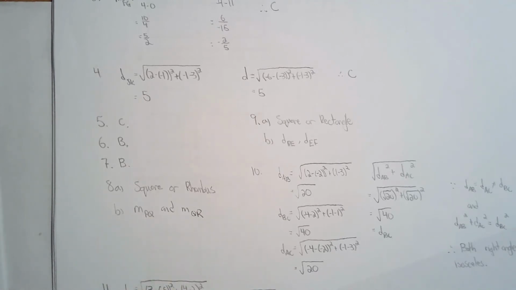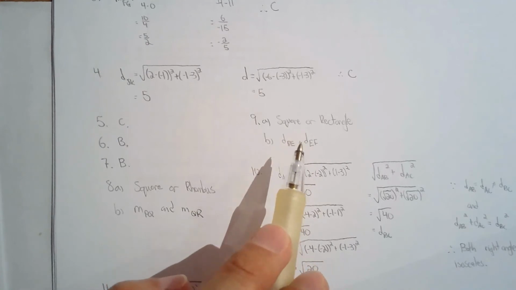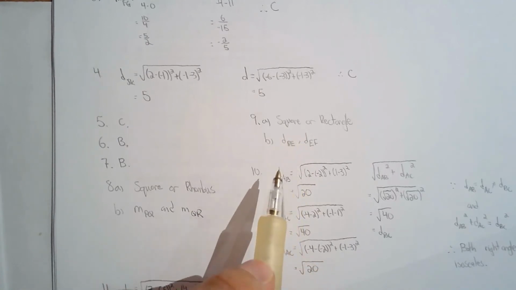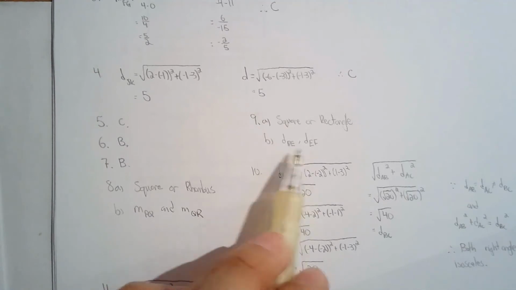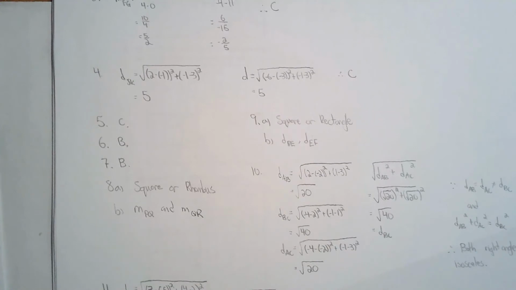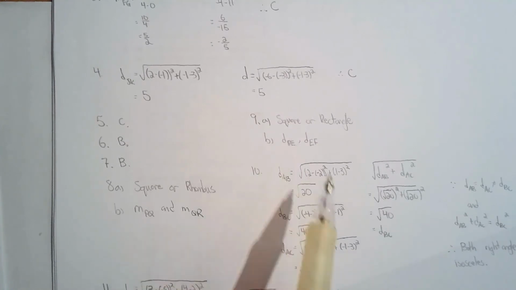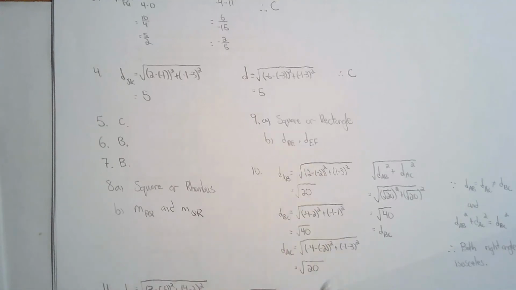Okay, let's see, number 9. I'm told the slopes, so I'm definitely having a square, right? Because adjacent sides are perpendicular. I need the lengths. I need to see the two lengths of adjacent sides and see if they have the same length. And then I can tell you if it's a square or rectangle. If they're the same, then it's a square. If they're not the same, it's a rectangle.